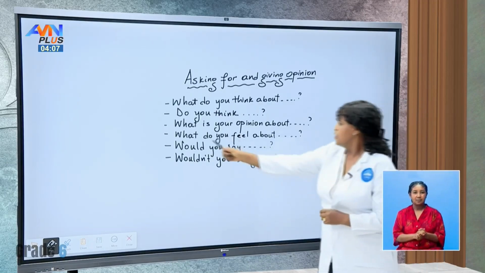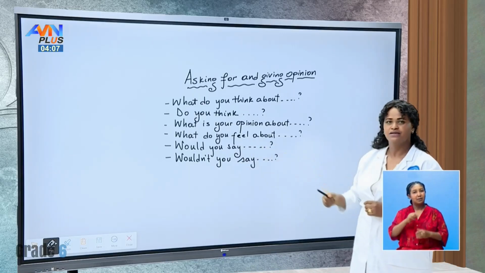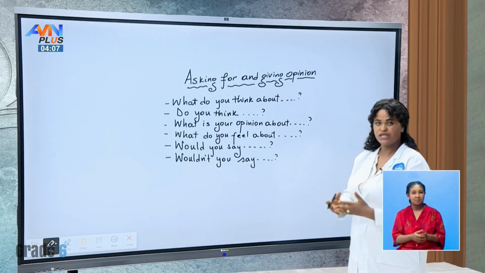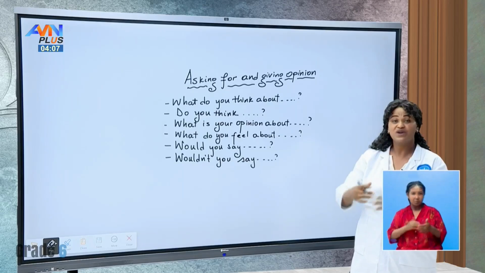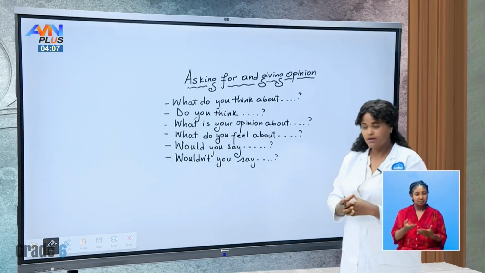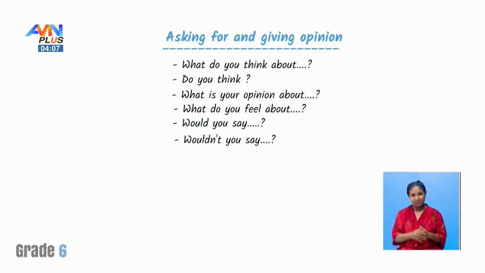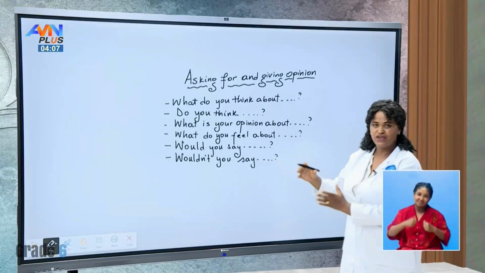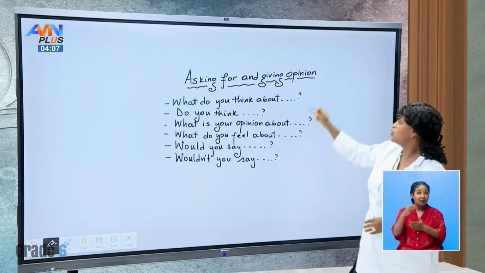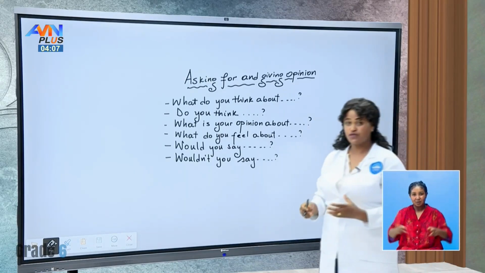What do you feel about asking for the feeling of a person? What he or she feels or what he or she wants to tell? Okay? Look at this. Would you say, that means asking for a say of a person on some issue, okay? Then the last one, wouldn't you say, this is also a different way of asking a person. Wouldn't you say, then that person continues by saying no or yes, and then his or her opinion. These are the common phrases that are helpful to ask for an opinion.